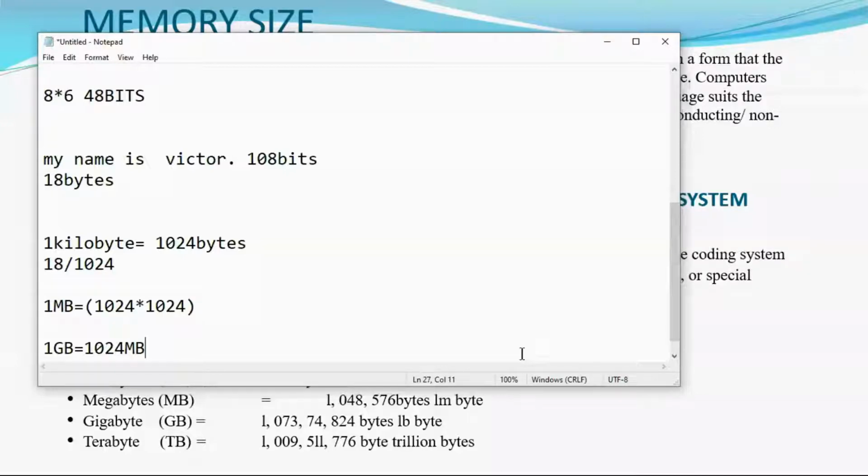I hope it is clear. All you have to know is make use of the relationships. Of course, after the gigabytes, we also have what we call the terabytes, which is equivalent to 1024 gigabytes. Those are the relationships we use in order to make these conversions.